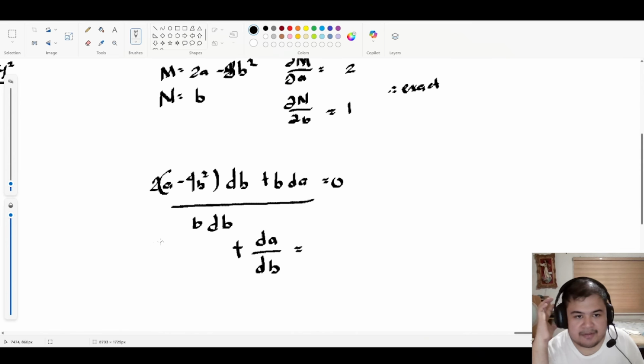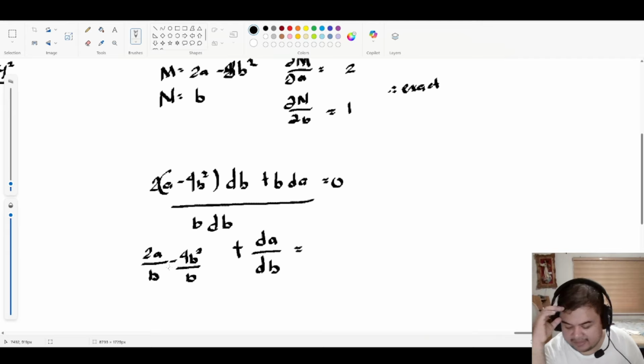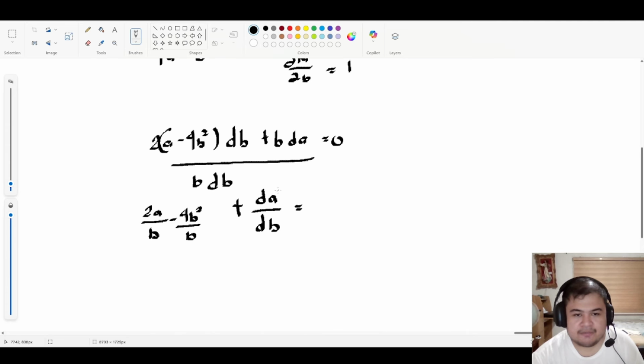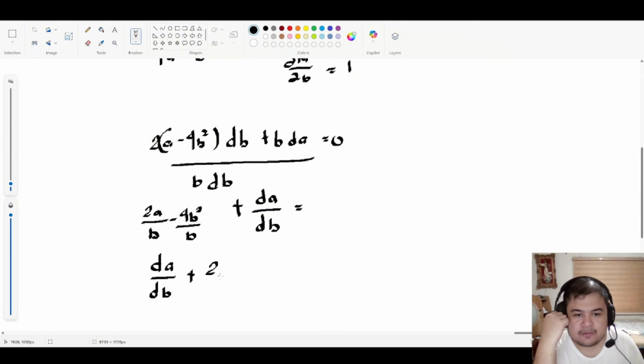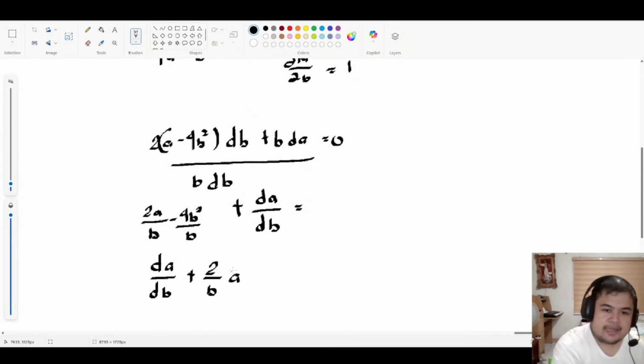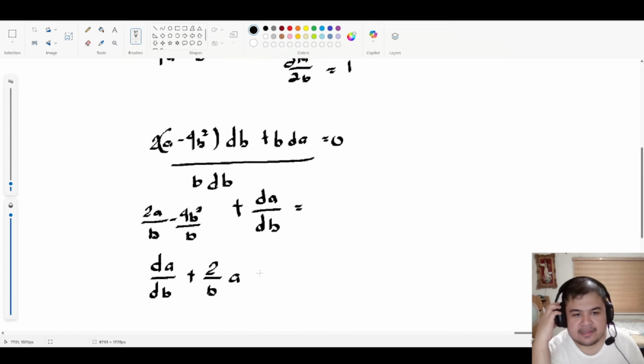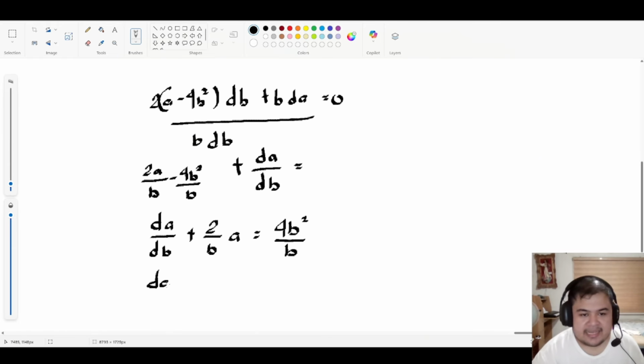Then for the left side, it becomes 2a over b minus 4b squared over b. So what happened? We go back to linear equation. We use linear in a, or first degree a. So we identify the derivative first, then determine the first degree variable, 2 over b, a. Our first degree variable is a, then whatever's left you transpose to the opposite side. Okay, let's simplify it.